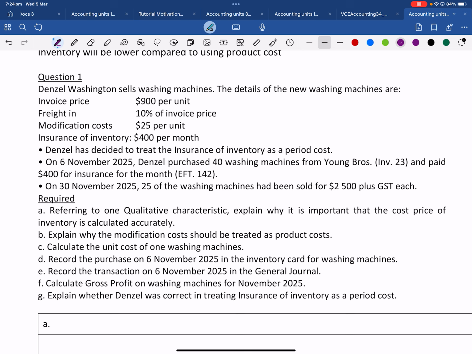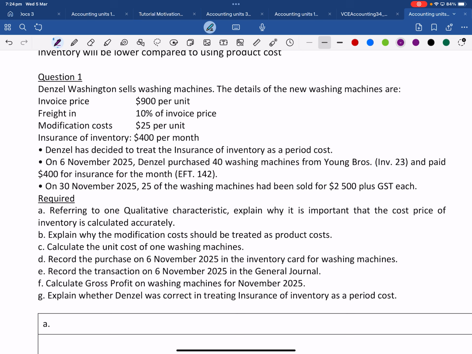Ready? What are the product costs you found, Kavish? 900 per unit. What else? The freight in. Okay. What else? Modification costs. What else? Insurance. Why do you say it is a product cost? Because you pay the insurance to make sure that your product is protected.